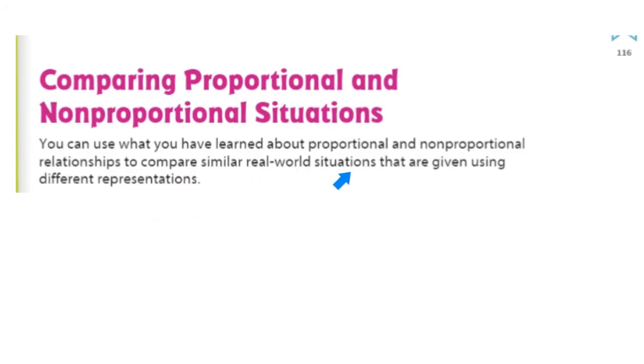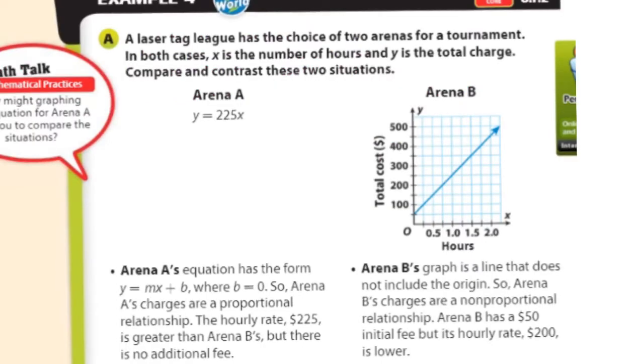Okay, so we have some real world situations. Determine if they're proportional or non-proportional. Okay, so first we have a laser tag league that has 2 arenas that they're going to use for a tournament. In both cases, X is the number of hours they would rent the arena, and Y is the total charge. Compare and contrast these two situations.